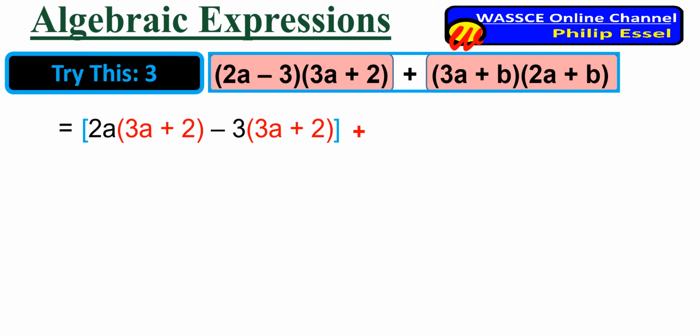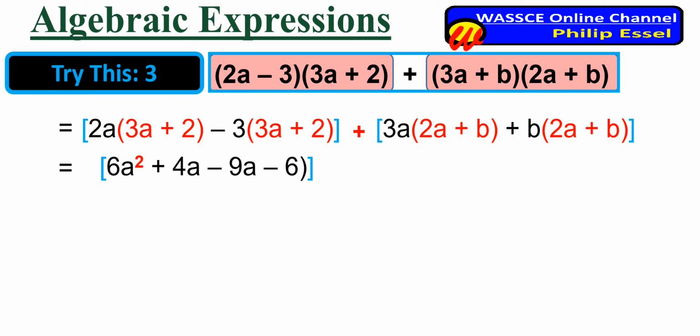We will then look at the second part of this algebraic expression, which is (3a plus b) multiplied by (2a plus b). This would give us the 3a multiplied to the whole of the (2a plus b), then the plus b multiplied to the whole of the (2a plus b) again.